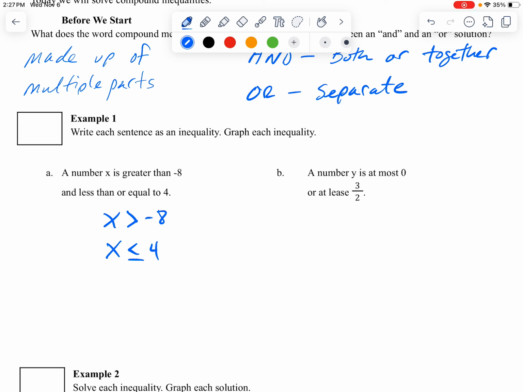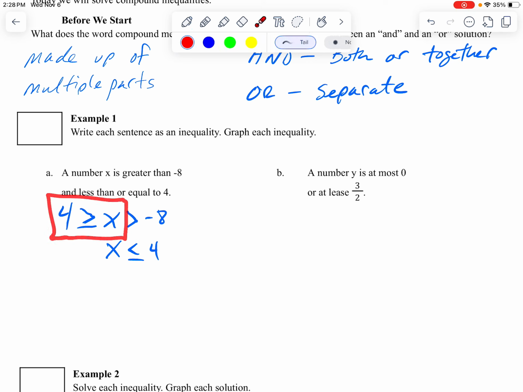Well, I want to write those together, and if I'm writing them together, then I'm going to write that with the x in the middle, and we can write this as one statement, right? If we're doing and, we're writing it together. So there's actually two different ways that I can do this. I can start with my first one, x is greater than -8, and now I can add into that x is less than or equal to 4. And so in order to do that, I would need to make sure that x is smaller than or equal to 4.